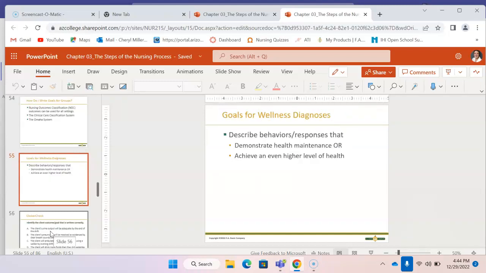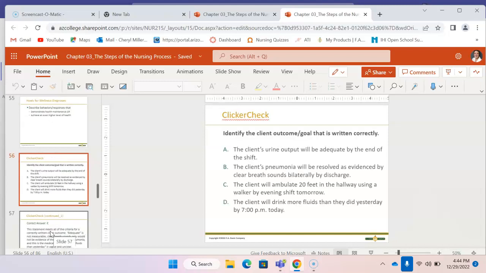All right, so groups for wellness, things like that, demonstrates health maintenance, achieves an even higher level of health. Those would be for wellness. Avoid preventative, preventative maintenance is not what we want. We want to do the maintenance on our car, get our oil changed more frequently than 12,000 miles.